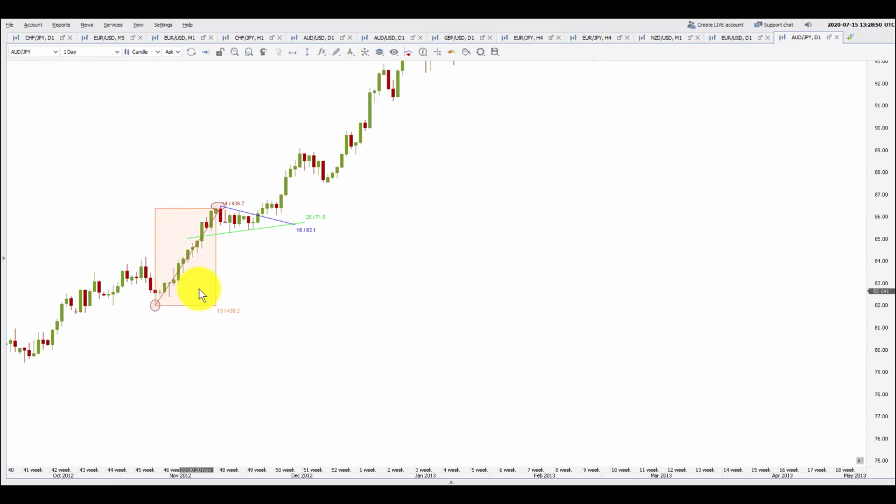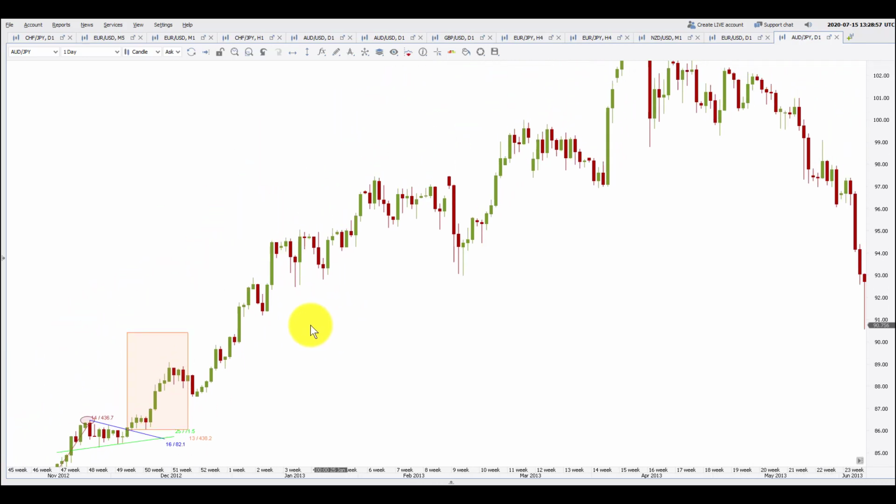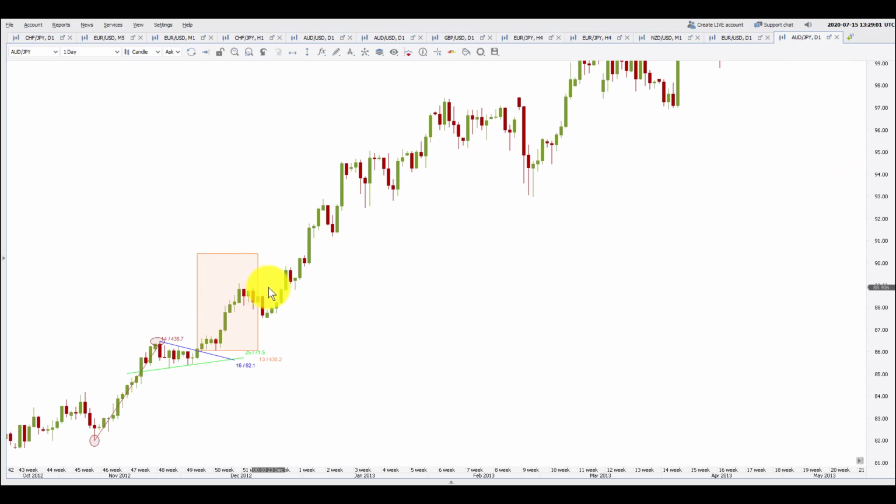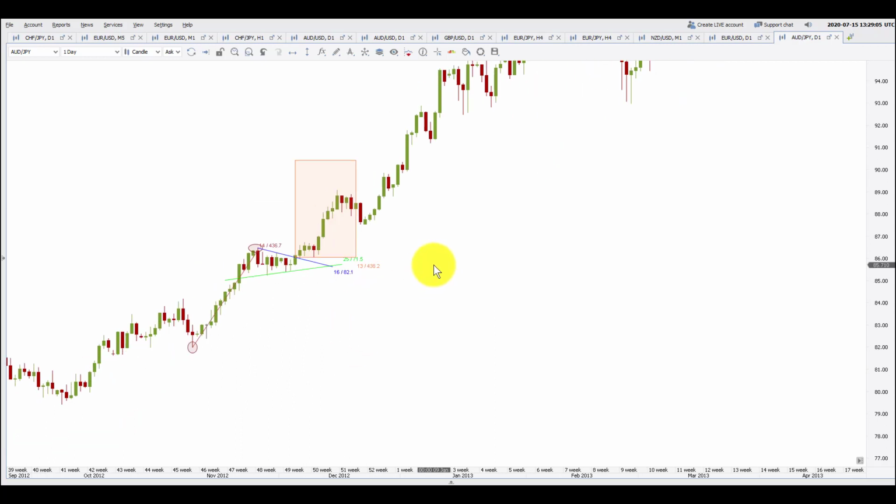This height of the pole is actually the target once it breaks, and in this case it easily achieves the target and also moves much further in the direction of our trade, but we must not be greedy. Now okay, the pole is there, the triangle is there, the breakout is there.